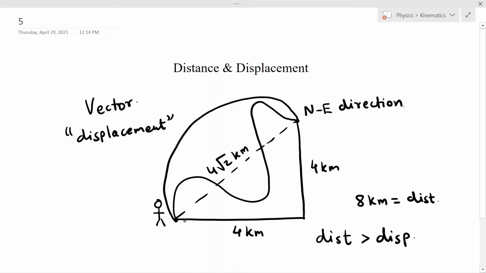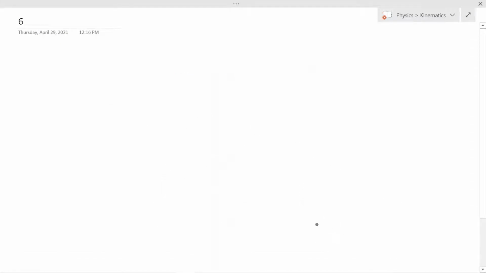And what if the person travels in a straight line following this path? Then in this case distance will be equal to displacement. So distance is greater than or equal to displacement. Now we have understood what distance and displacement are. Let's do some problems based on distance and displacement. So let's do the first problem.